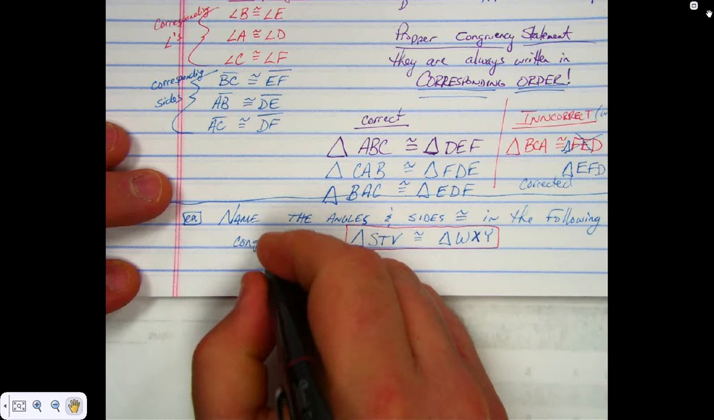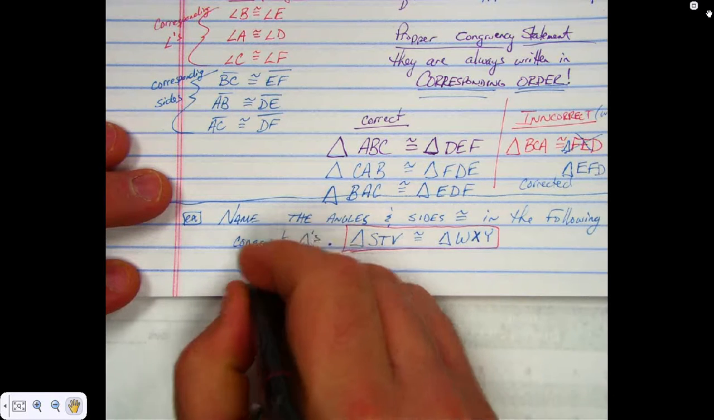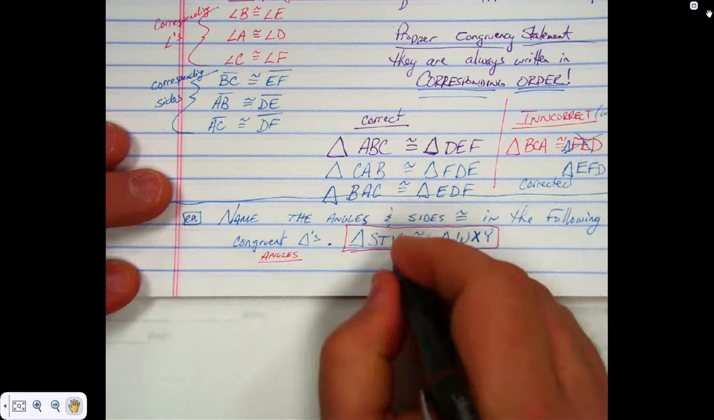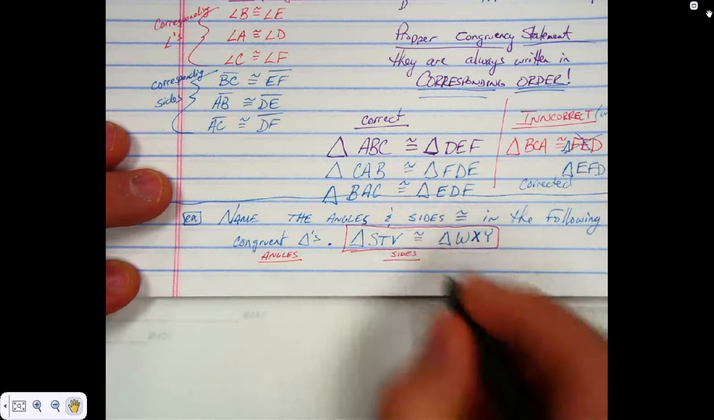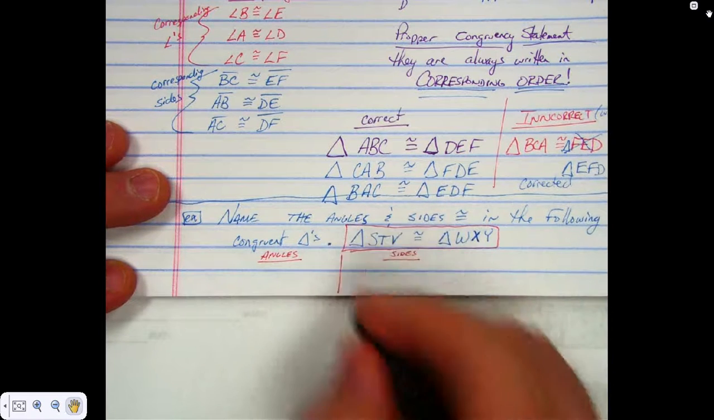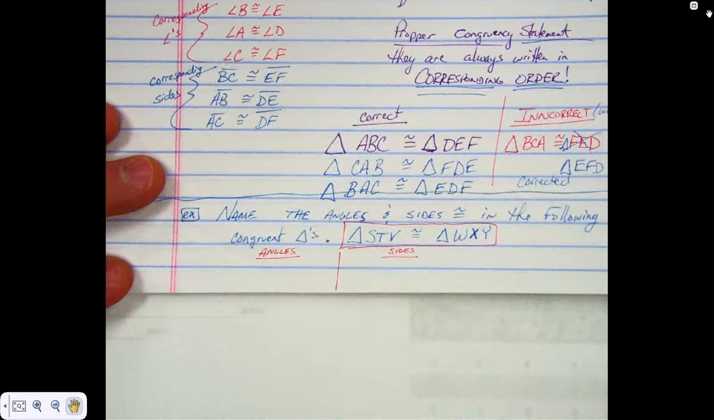You're going to have 3 what? Sets of congruent angles, and 3 sets of what? Okay, the first one. This is how I would do this. I know that this is written in corresponding order because it's a congruency statement, it should be stated correctly.